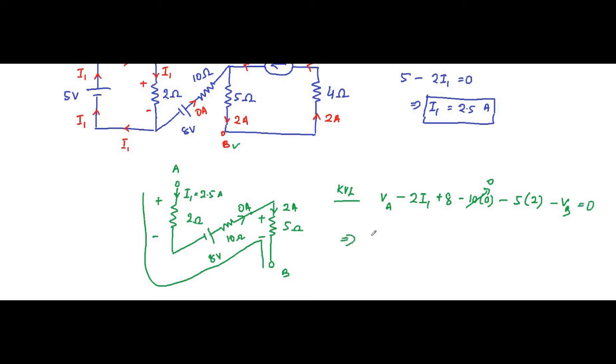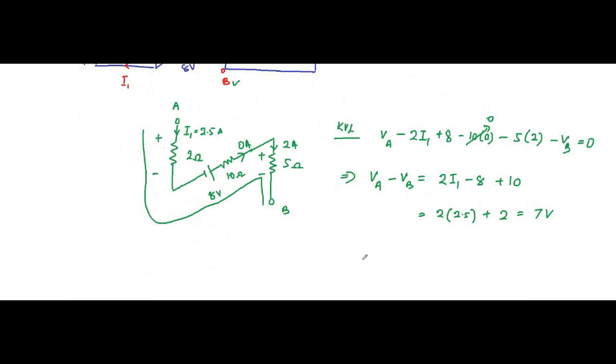That implies VA minus VB, taking this to one side, is equal to 2I1 minus 8 plus 10. This 5 into 2 is 10. Now we'll substitute the value of I1, which gives 2 into 2.5 plus 2, which is equal to 7 volt. This VA minus VB, which is the voltage between points A and B, is equal to 7 volt.